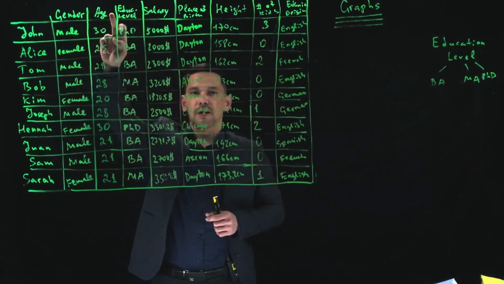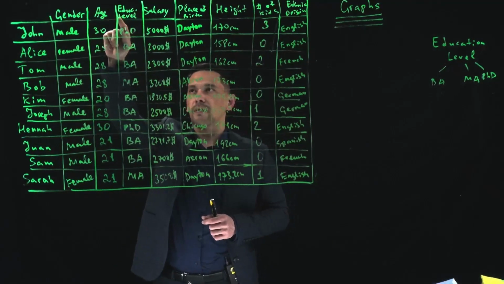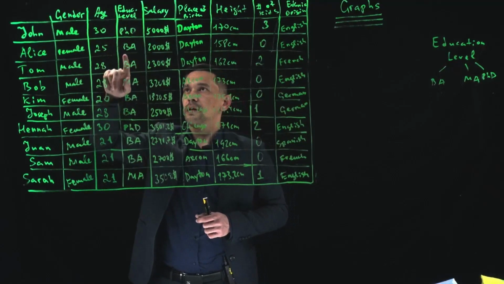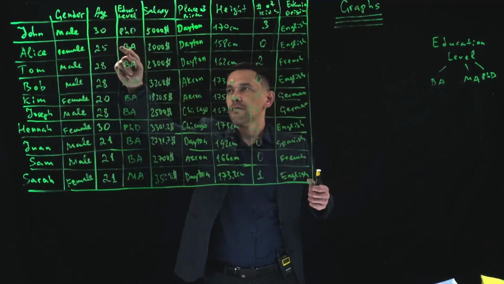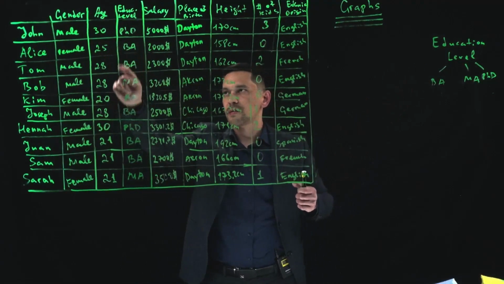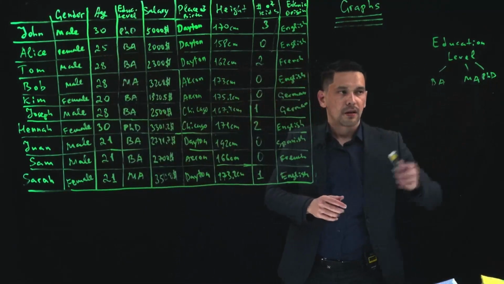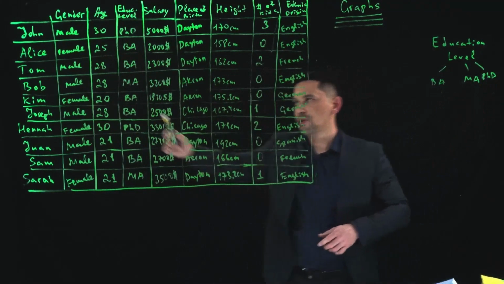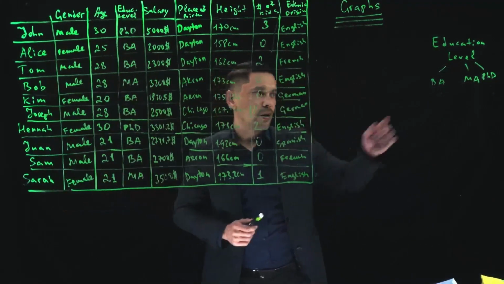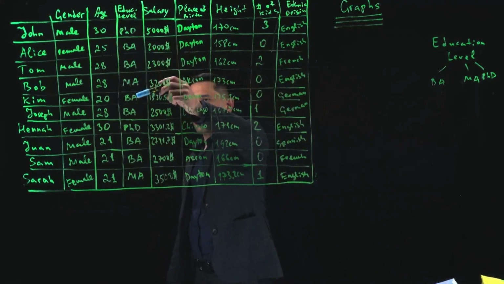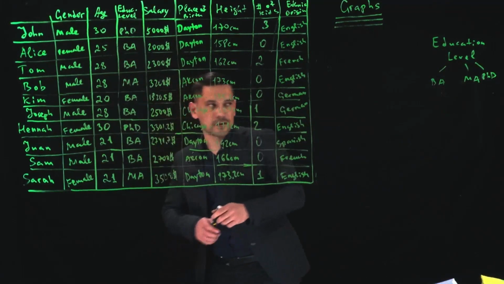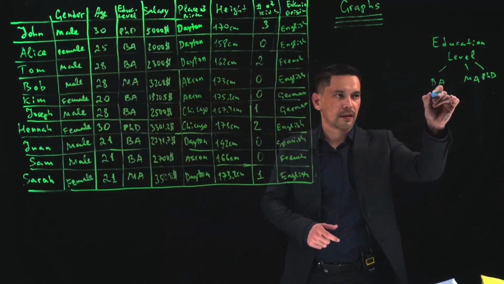Now, please tell me, how many values does this variable have? Well, as you can see here in this table, the variable education level has 3 possible values: bachelor's, master's, and PhD. Okay. Now, how many employees, how many people here in this table have a bachelor's degree? Well, as I can see here, 6 of the employees have a bachelor's degree. So I'm going to write 6 over here.